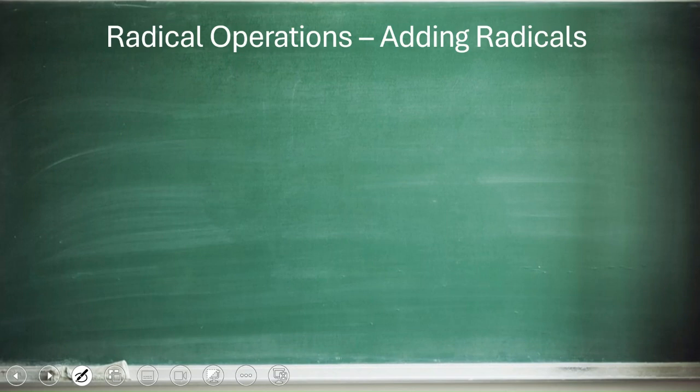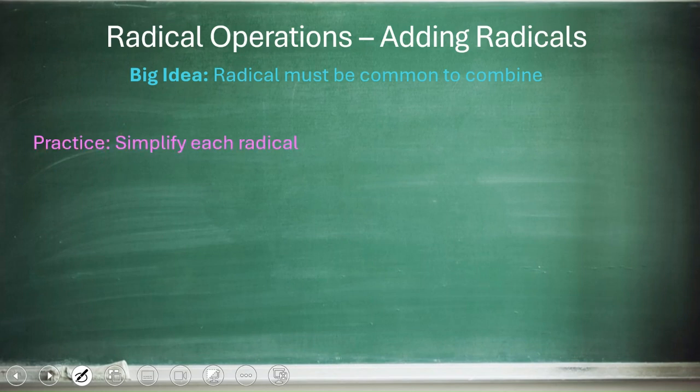Let's start with adding radicals. So the big idea is that radicals must be common in order to combine. A question might say simplify each radical. So we have 5 root 2 plus 9 root 2. What I mean when I say common is you're going to notice that both of these terms have the radical root 2. That means we can combine these two radicals together.